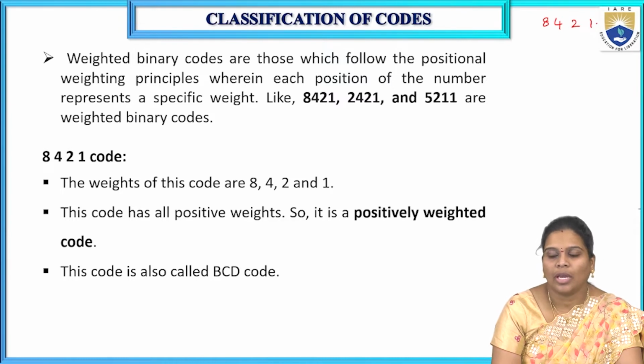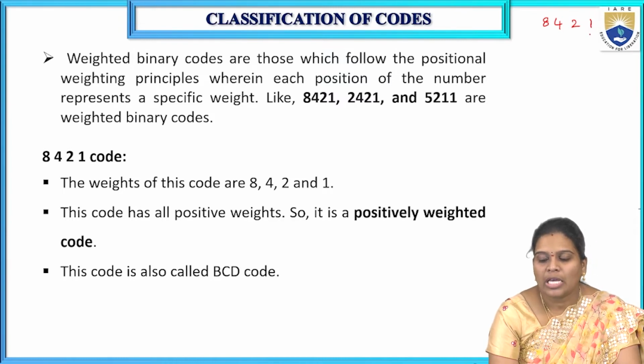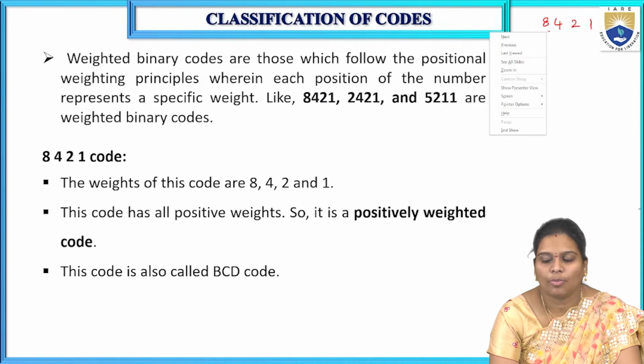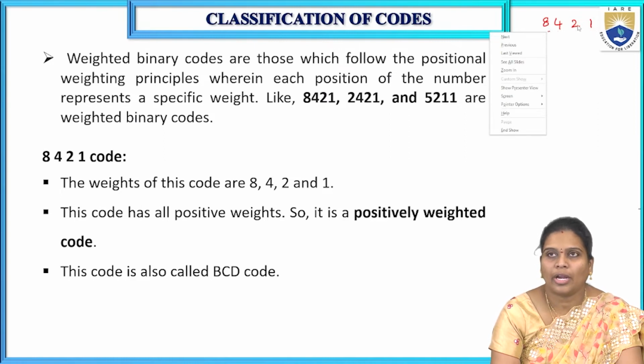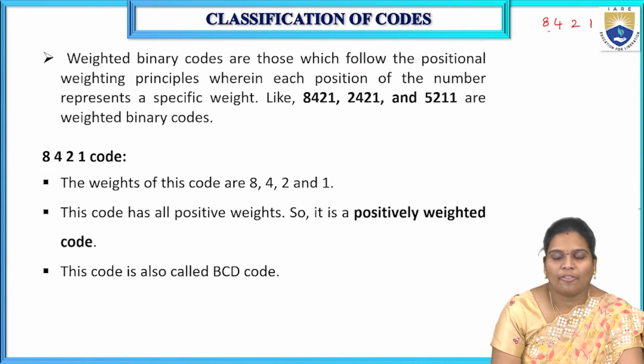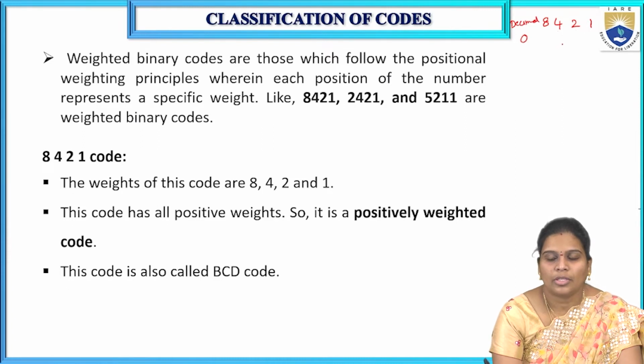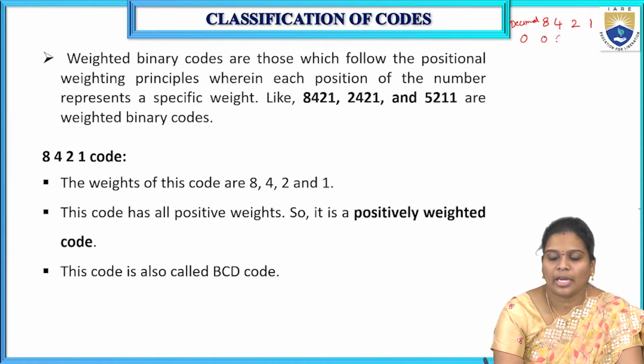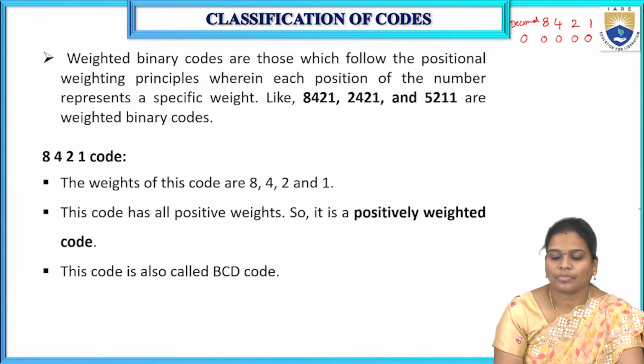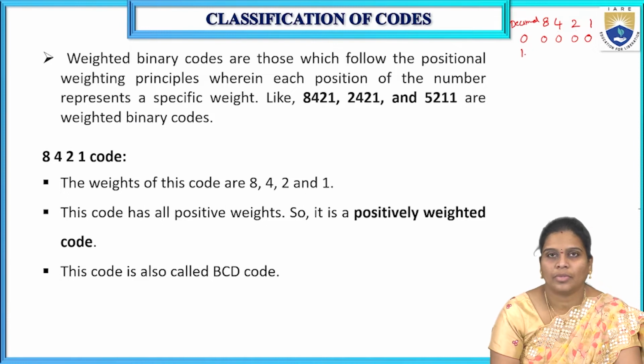8421. Okay, so these are the binary values. This one is the 2 power 0 value, 2 power 1, 2 power 2, 2 power 3. Now I want to write the binary values for these decimal values. This is the decimal number 0. Here it does not depend on any position of these weights. All the values are zeros only.